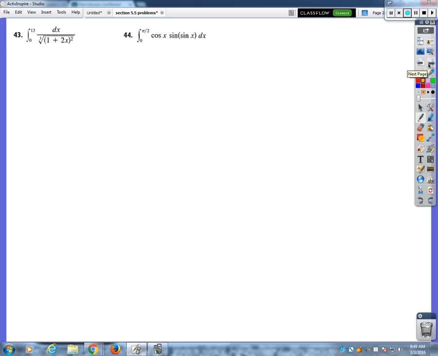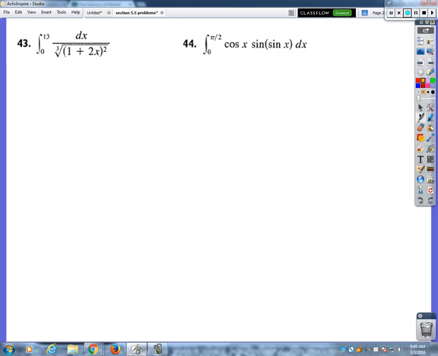Okay, so what about 43? It's the root 3 and the square that got me earlier. Okay, so let's make a guess. Okay, 1 plus 2x. Yeah, you're writing this down.